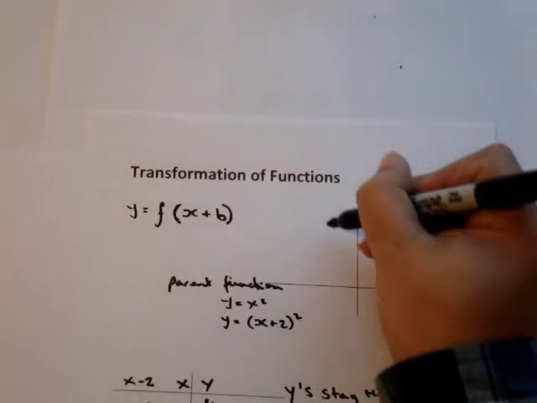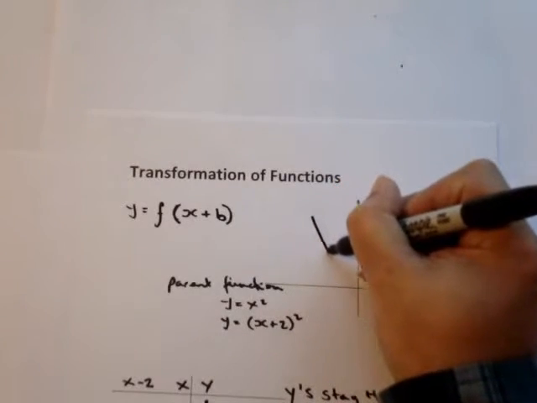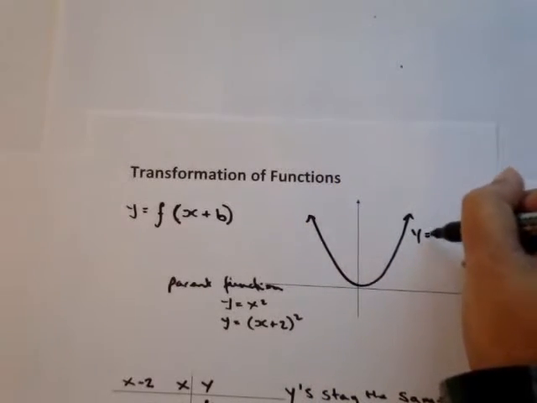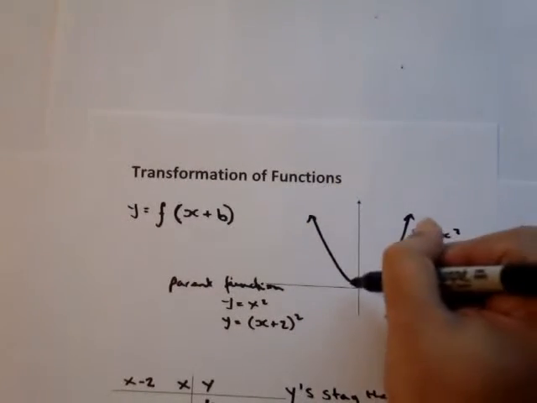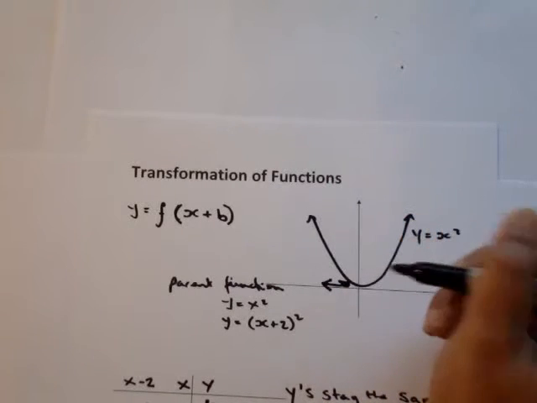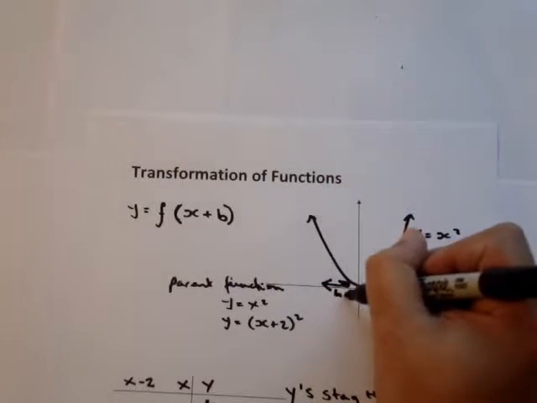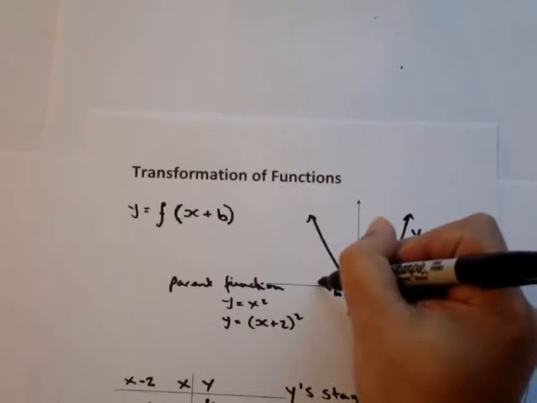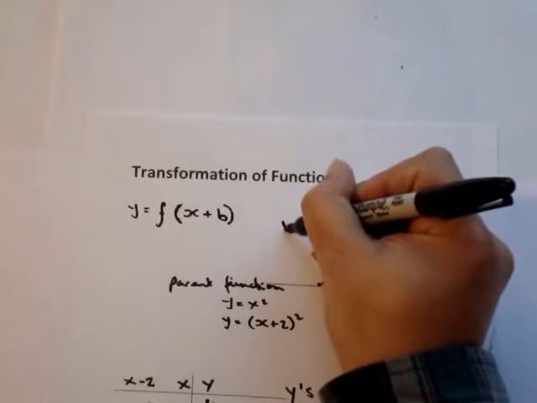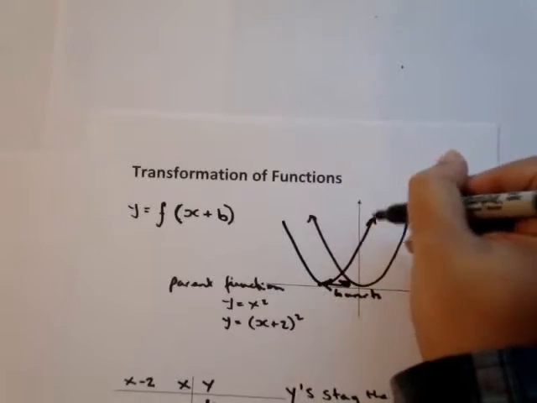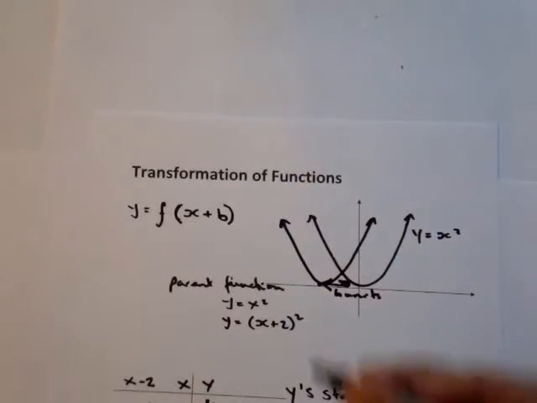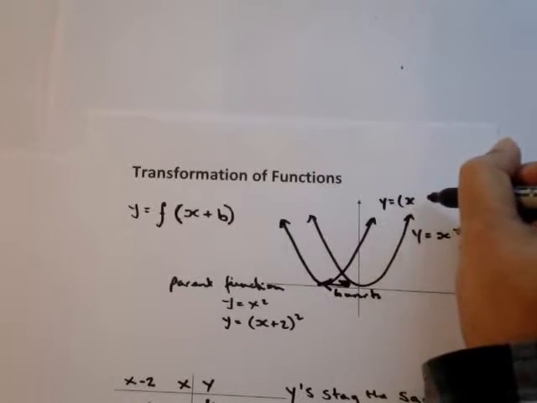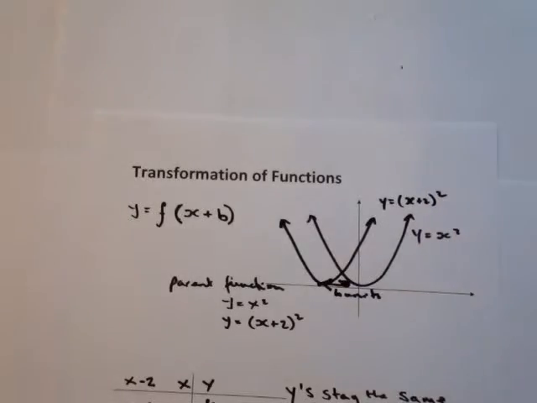So if this was our original parabola, y equals x squared, it would move left b units, and it looked like this. So this would be our y equals x plus 2, squared.